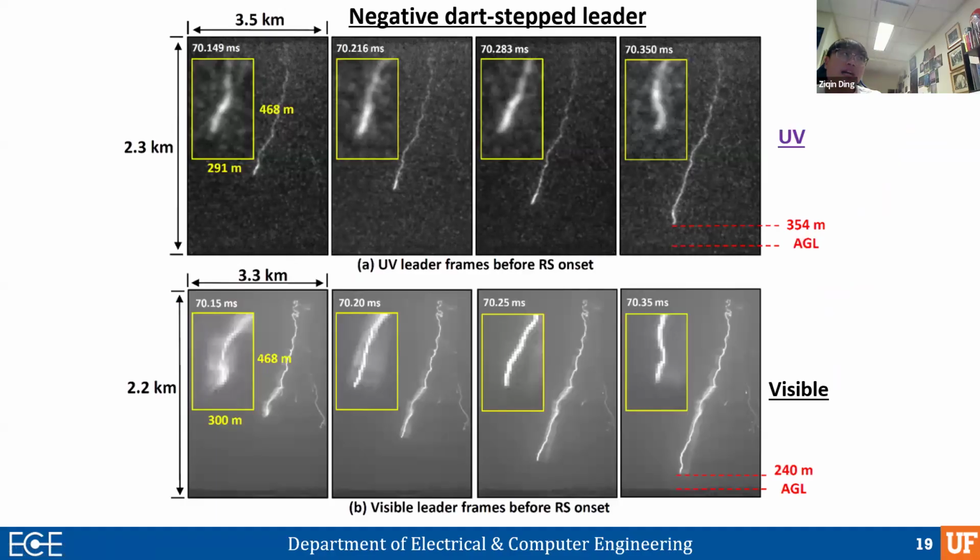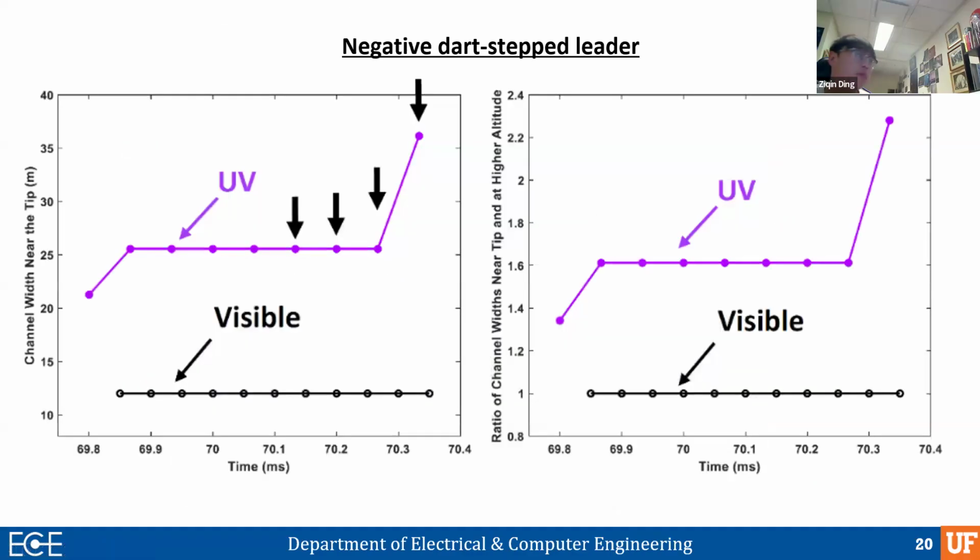So what about the negative dart step leader, right? Will it show any embellishment? What we observed is no, it didn't show any. Similar to the negative step leader, the dart step leader also shows a similar luminosity and size for the leader tip compared to the channel behind it. In other words, we didn't observe any streamer in front of the leader tip for the negative dart step leader. Here are similar measurements showing no embellishment, and the width also didn't change throughout the time.